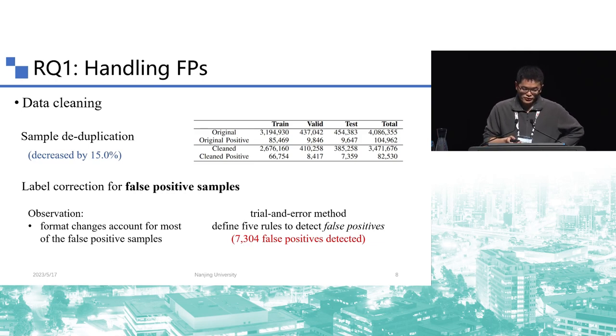To answer RQ1, we first do data cleaning and then apply existing machine learning based methods on both the original and the cleaned data set, and evaluate all the models on the same test set. Specifically, we first do sample deduplication, which removes approximately 15% of the data. Then we do label correction for false positive samples. This is based on the observation that format change accounts for most of the false positive samples. We adopt the trial and error method to define 5 rules to detect false positives. Based on the defined rules, 7,304 false positive samples are identified from the whole cleaned data set. We correct their labels instead of removing them.